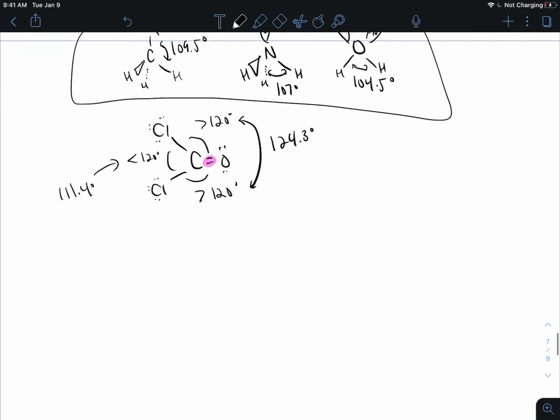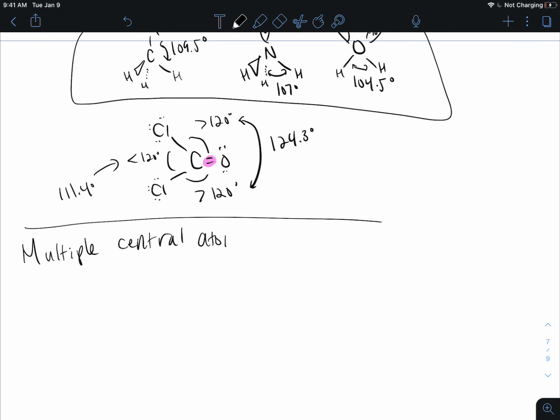Last thing I want to talk about is the idea of multiple central atoms. So a central atom is one that has 2 or more atoms bonded to it.